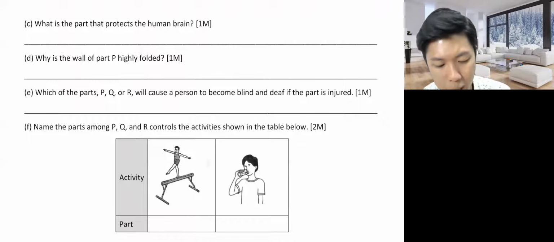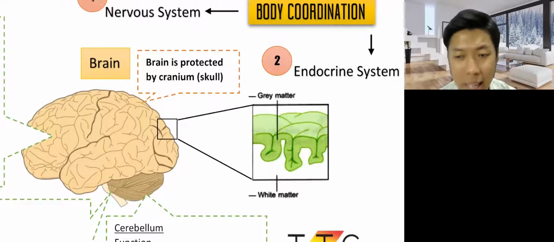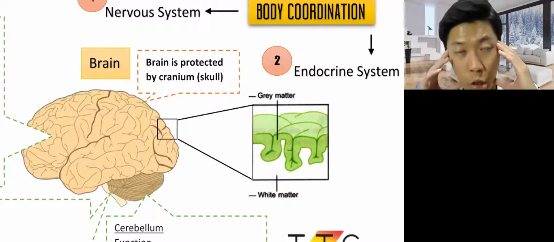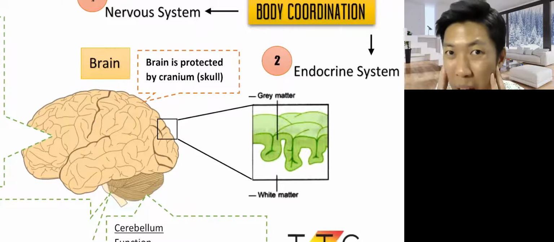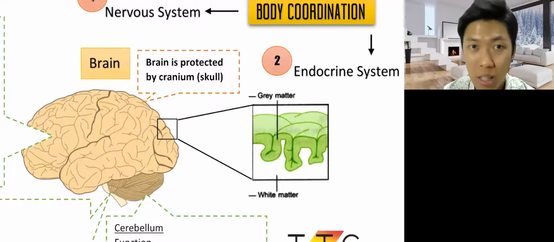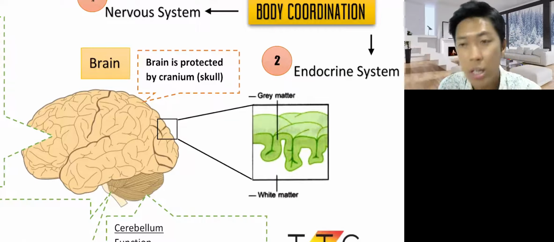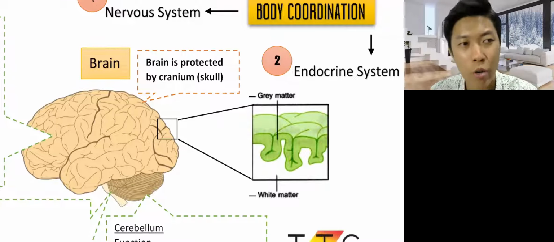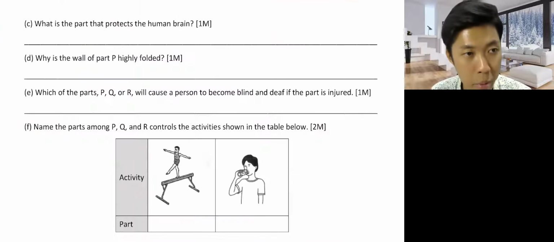What is the part that protects the human brain? Your brain is protected by the cranium. A lot of people might be thinking, can I write skull? I suggest don't write skull. Skull is actually the whole thing, including your cheekbone all the way down to your teeth. The whole head is called the skull. Cranium is just the top part of your head. So I suggest you write cranium instead. Skull is just the common name of the bones of your head. So you should write cranium instead.